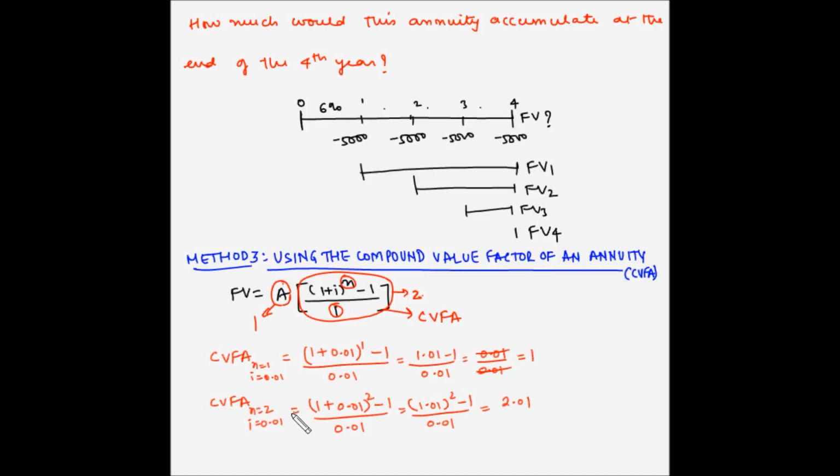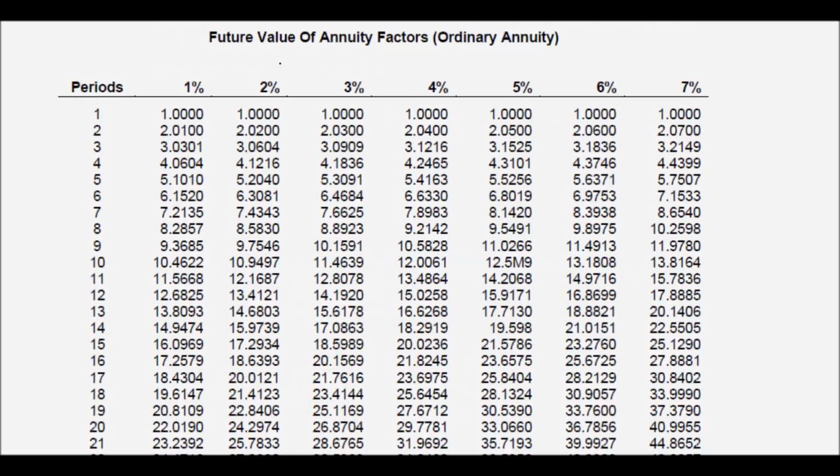These tables have been already created and are available in any of the financial management books or even on the internet. So let's look at this table, which has already been established. So this is the table of future value of annuity factors for an ordinary annuity. We have rate of interest, that is 1%, 2%, and so on. And we have periods 1, 2, 3, 4, 5, 6, and so on.